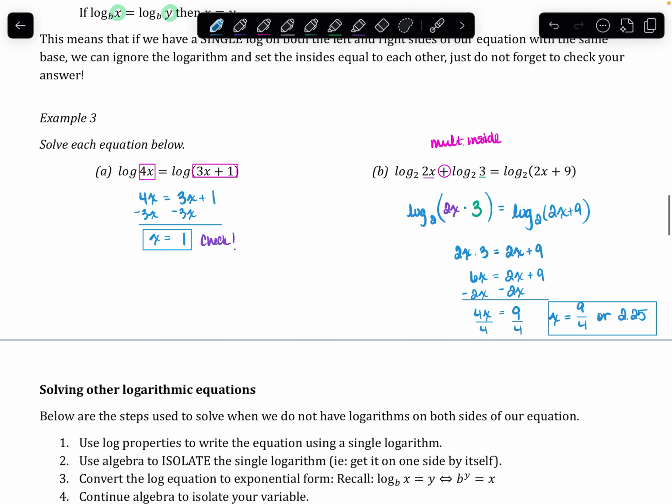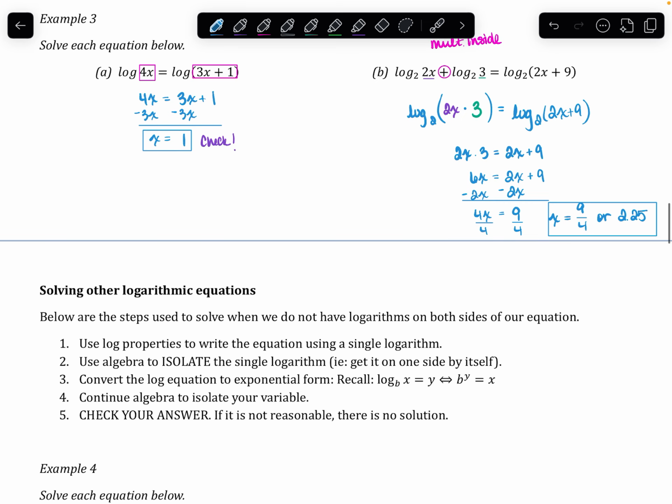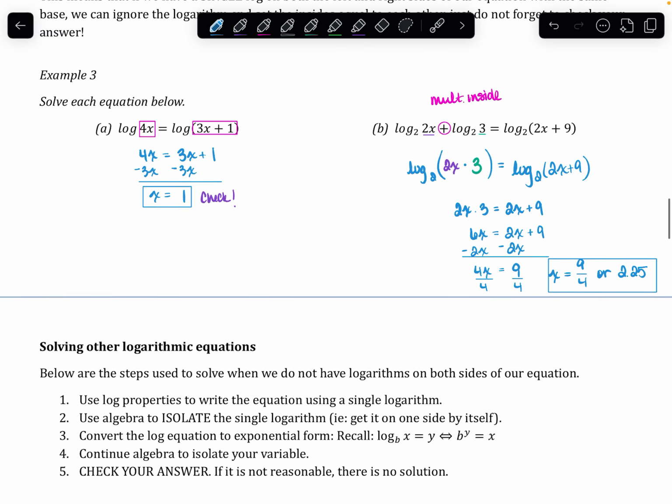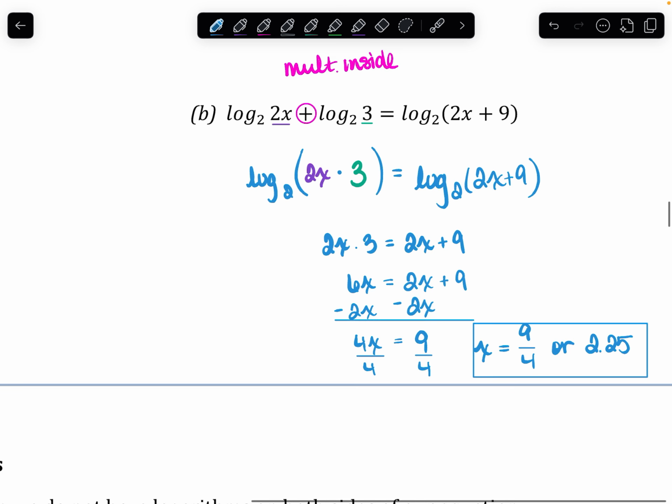All right. Last type of equation is what we're going to do when we do not have logs on both sides of our equation. So here's your steps if you want to reference those. But again, the most important is going to be remembering to check those answers. Oh, and look at that. I didn't remember to check the answers on the last one. So let's go back and check because, oops.